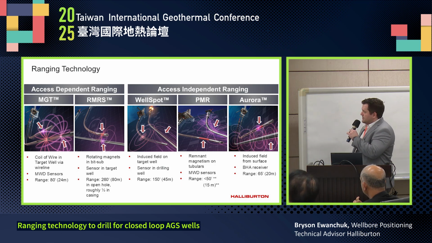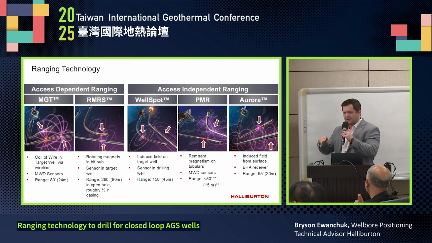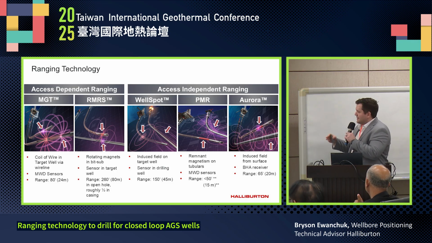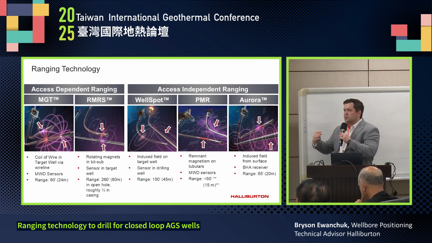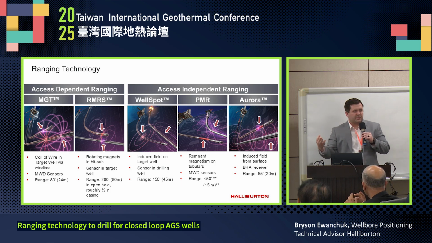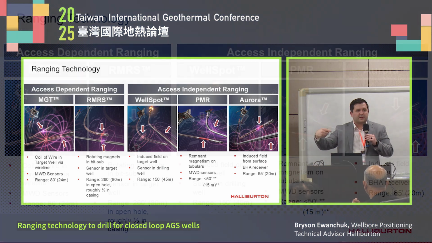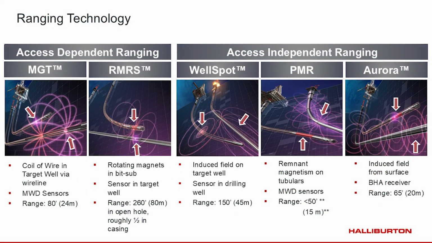Next, we have our PMR system. PMR stands for the Passive Magnetic Ranging System. This isn't necessarily really a tool, more of a very advanced software that we use. What it is, is that all tubulars that have iron in them are going to have a little bit of magnetism left in them. A lot of the non-destructive testing that they do on the threads is also going to leave them magnetic.